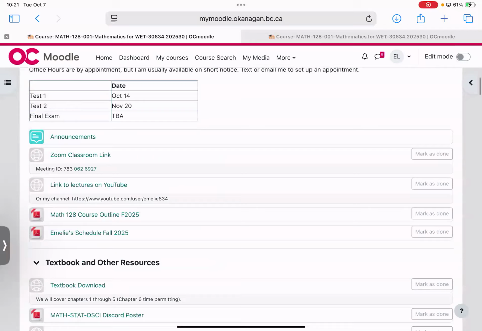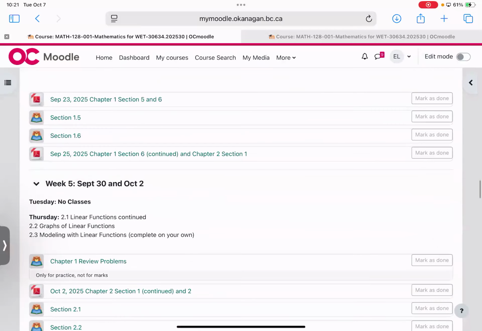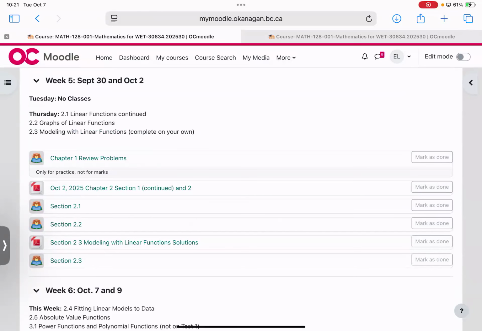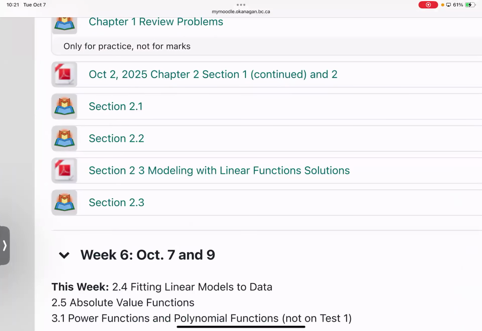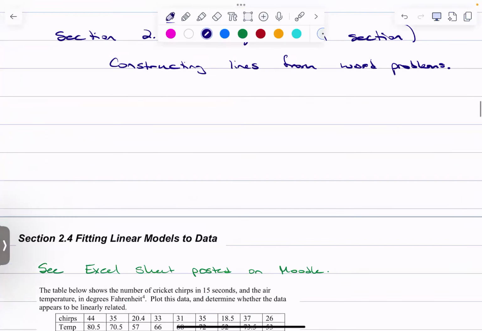Okay. And I do want to point out, where's my Moodle? That I did post, so here, the section 2.3 examples are posted above, and then I've posted the solutions as well. Yeah? And so where I kind of explain how to approach these problems. Okay? And then you've got your separate problems to work through. Okie dokie.